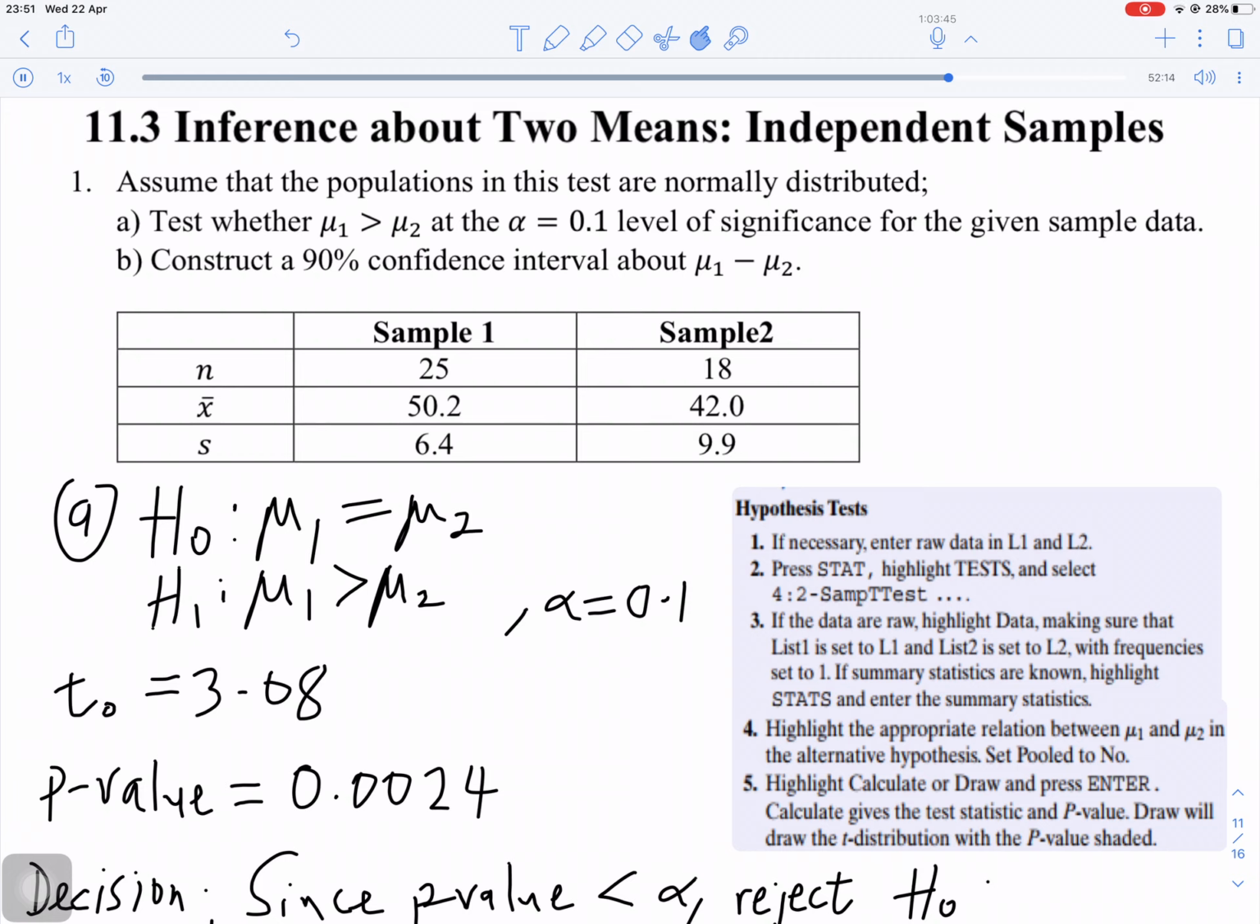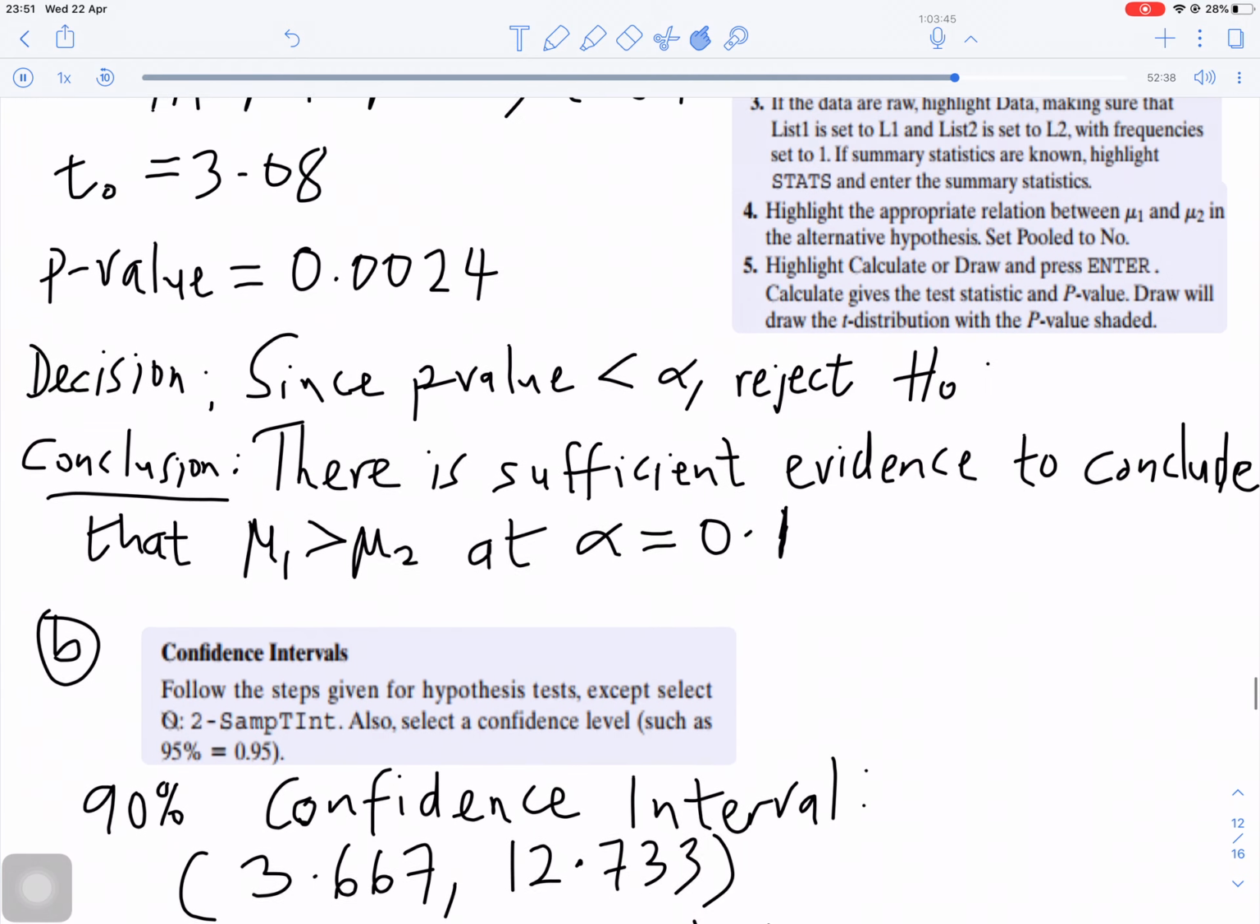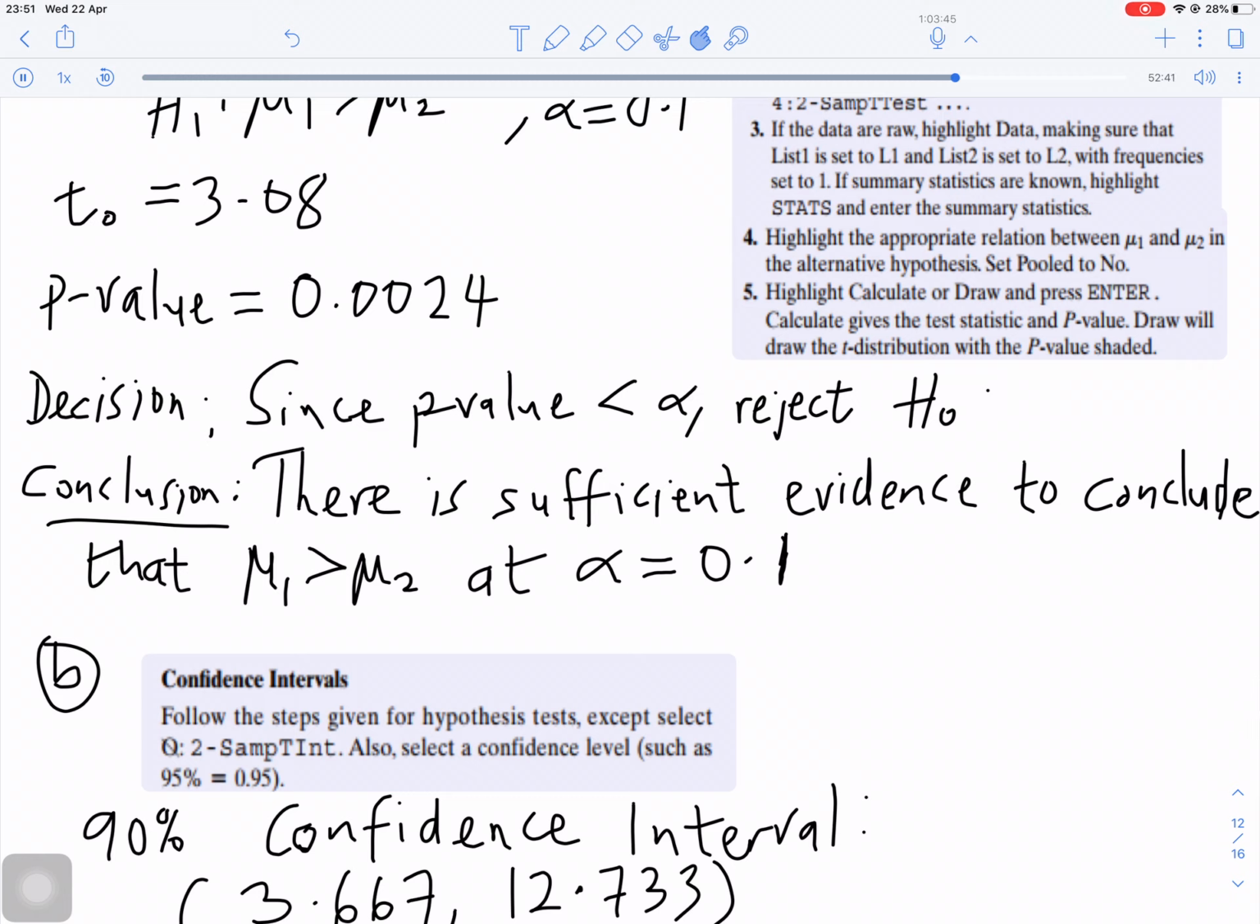If we have these two values, then we can apply our decision rule. Since the p-value is less than alpha, reject H0. So our conclusion is that there is sufficient evidence to conclude that mu1 is greater than mu2 at alpha equals 0.1. So we are done with A.